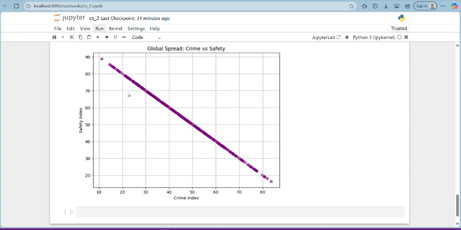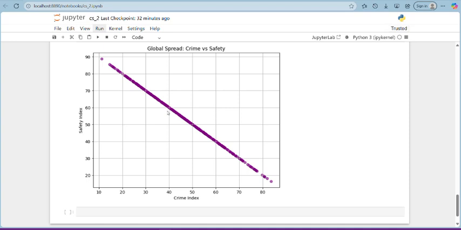We can also spot clusters, cities that are similar, and outliers, like cities with moderate crime but surprisingly high safety. This visualization combines both crime and safety in a single view, and it makes it easier to compare cities globally.